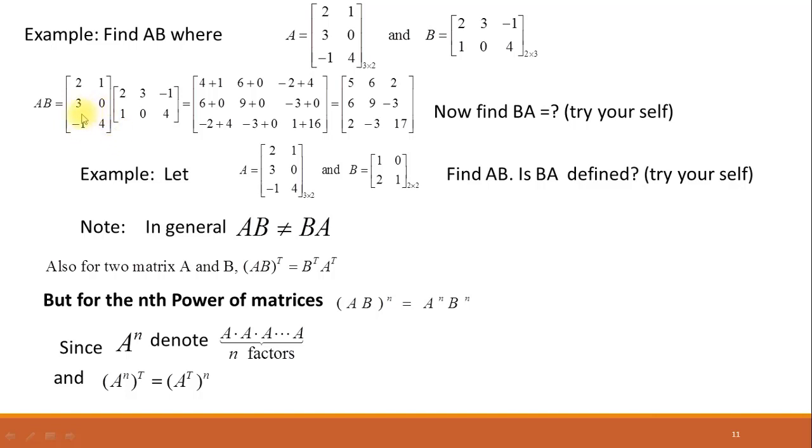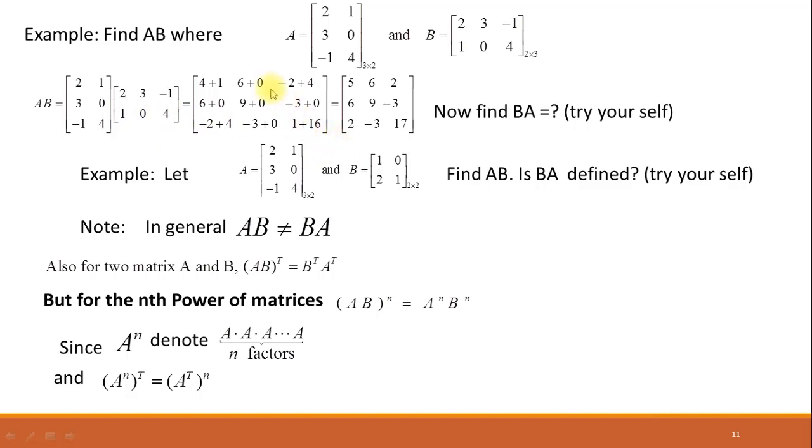Now fix this row. Applying this row on this column, we get minus 1 multiplied by 2 is equal to minus 2 and 4 multiplied by 1 is equal to 4. Now applying this row on this column, minus 1 multiplied by 3 is equal to minus 3 and 4 multiplied by 0 is equal to 0. Now applying this row on the last column, we get minus 1 multiplied by minus 1 is equal to 1 and 4 multiplied by 4 is equal to 16.